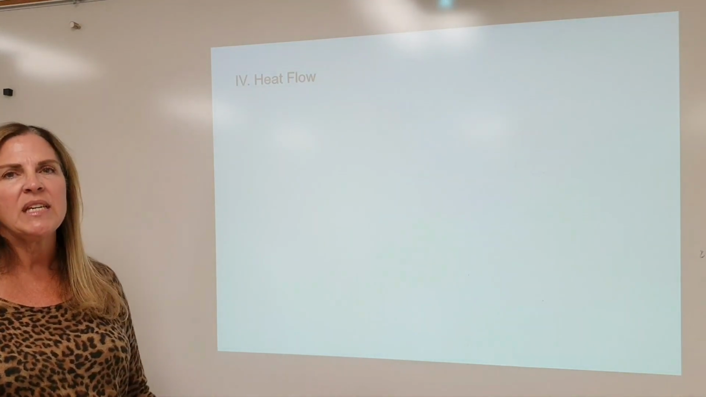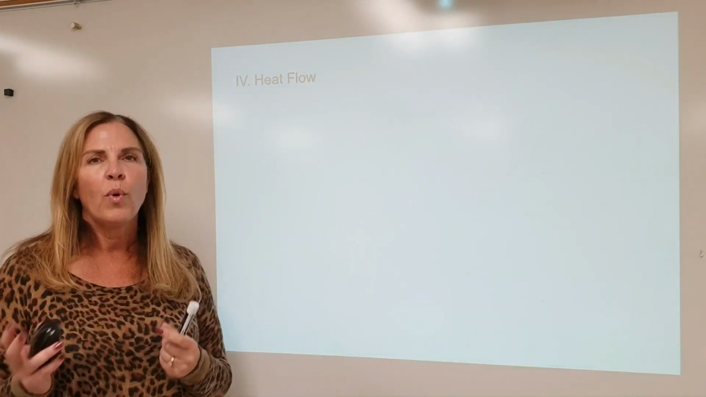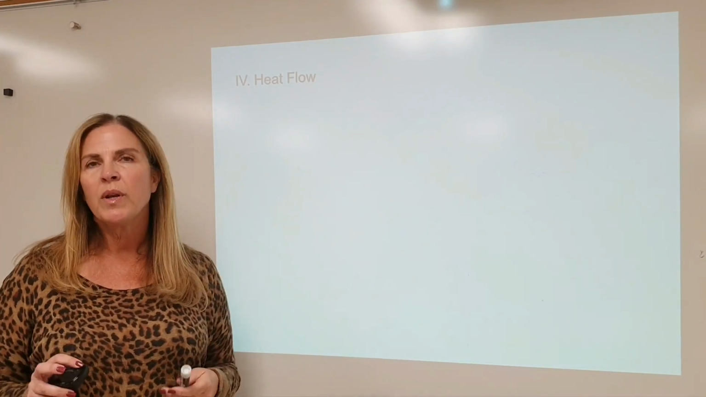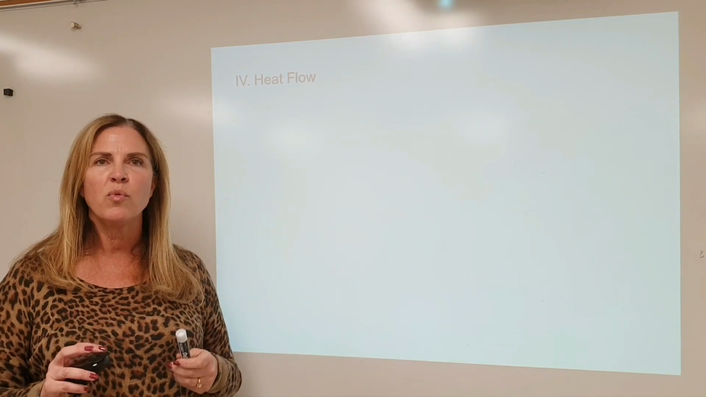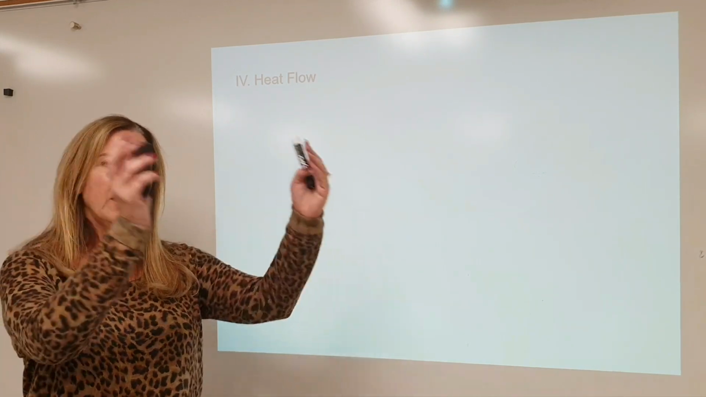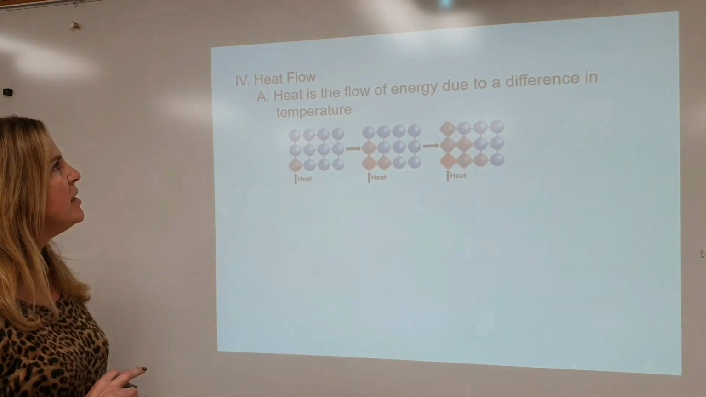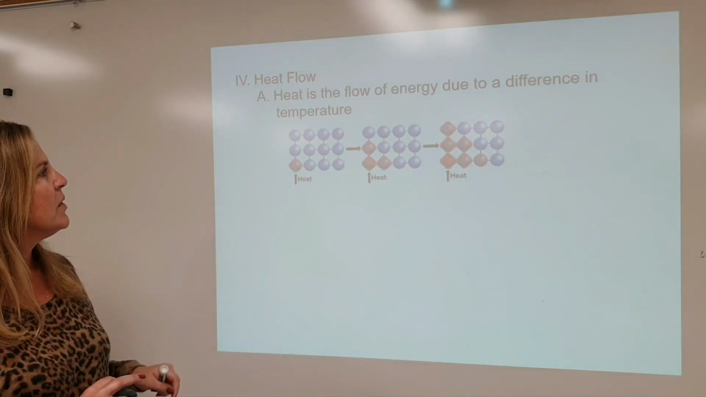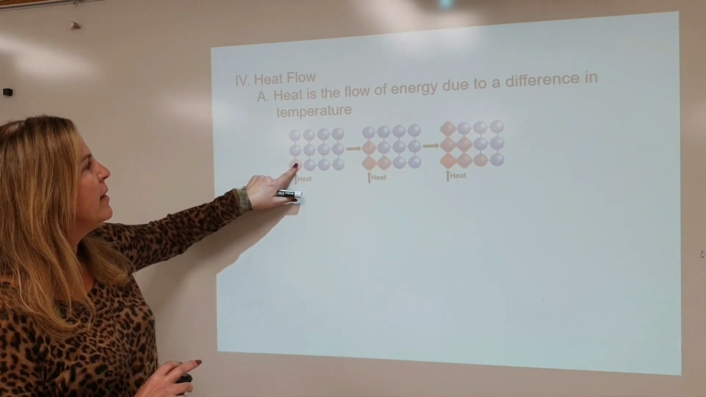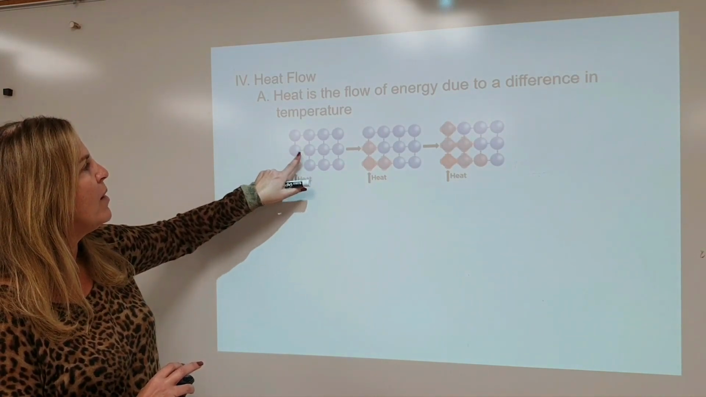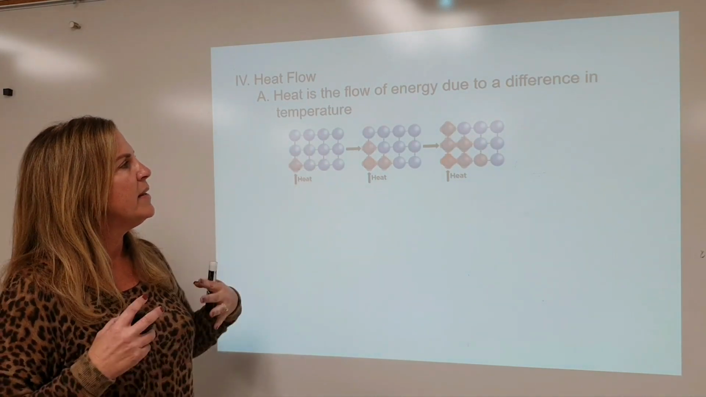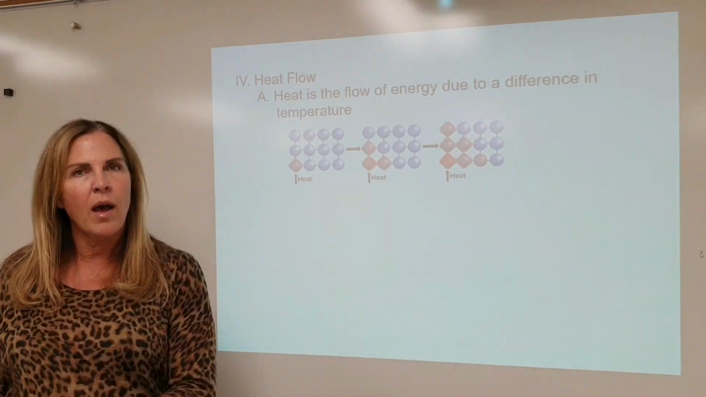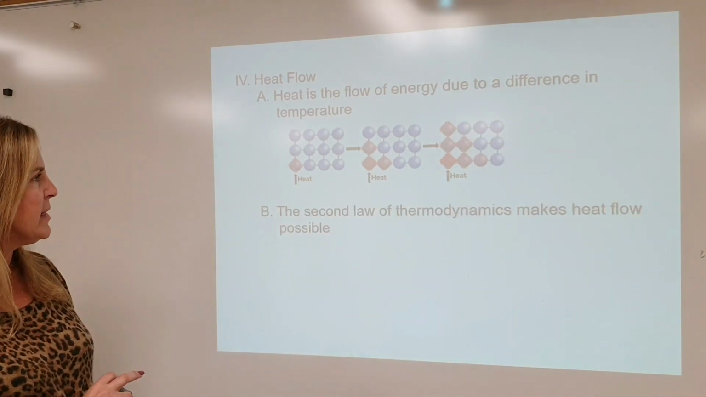All right, so how does heat flow? What I found historically is students pretty much understand that heat flows in one direction, from hot to cold. All right, so heat is the flow of energy due to a temperature difference. Okay, so again, here's the hot, and what happens to it? Well, the heat will flow from a hot object to a cold object.